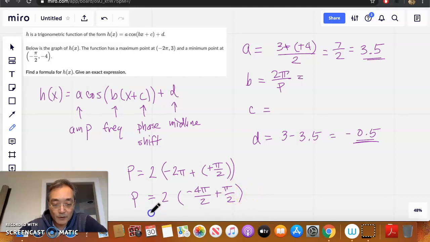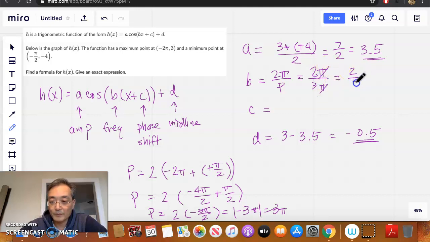So negative 3 pi over 2, period is 2 times negative 3 pi over 2. And that's going to give me negative 3 pi. But I know period is distance, so it can't be negative. So I take the absolute value. So my period is 3 pi. Okay, so let's go up here and now plug it in. 2 pi over 3 pi. And it looks like my frequency, cancel the pi's, is 2/3. Okay, so there's my frequency.